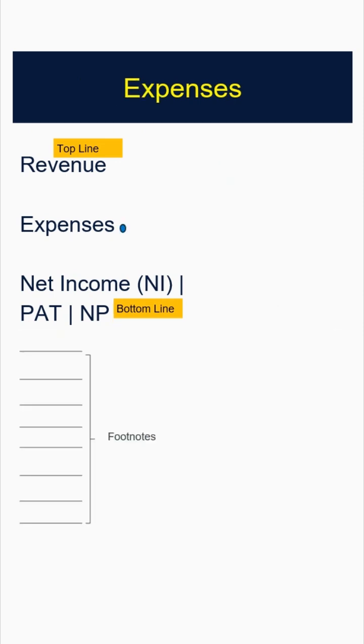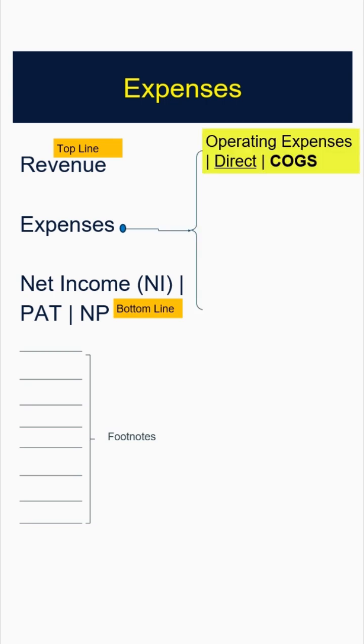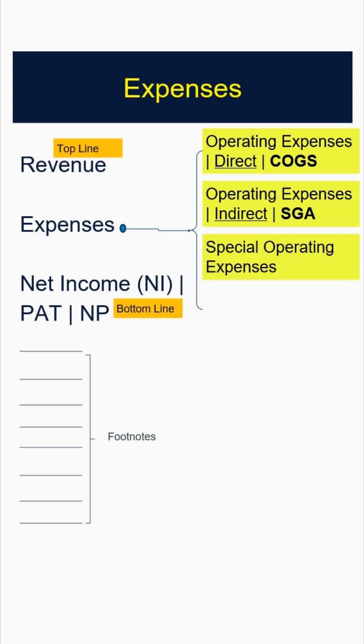Now we will learn about various expenses. Although in the synopsis I showed that after revenue we have expenses immediately and finally we have net income, in the real income statement, expenses will have various categories. I have bucketed them into four major categories, starting with operating expenses, which are either of direct nature, also known as COGS, or operating expenses of indirect nature, also known as SGA. The third category of expenses is special operating expenses. And finally, we have non operating expenses.